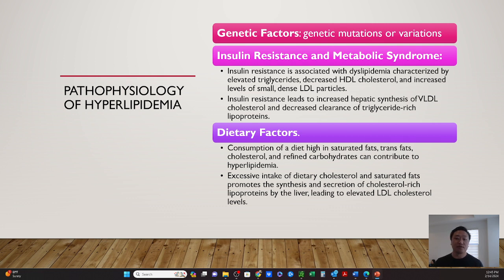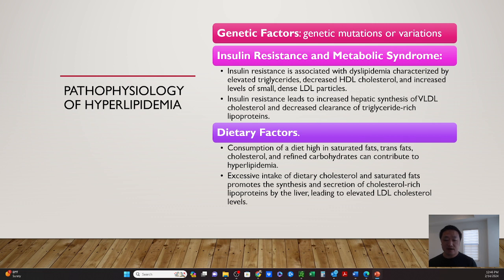Then there are insulin resistance and metabolic syndrome. Insulin resistance is associated with dyslipidemia, characterized by elevated triglycerides, decreased HDL cholesterol, and increased levels of small and dense LDL particles. It can lead to increased hepatic synthesis of VLDL cholesterol and decreased clearance of triglyceride-rich lipoproteins.